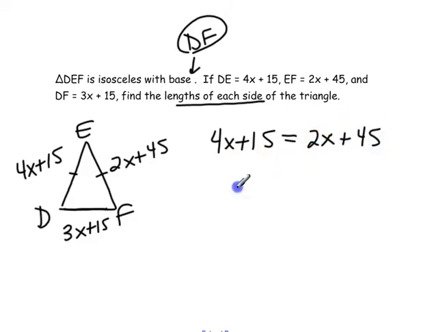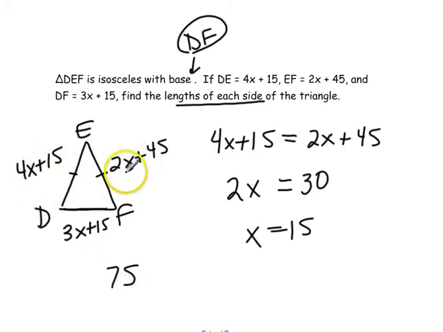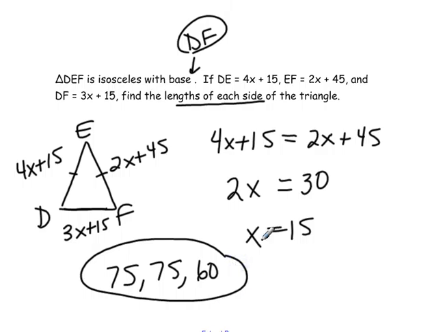We subtract 2x from both sides and subtract 15 from both sides. We get 2x equals 30, so x equals 15. And then we just plug that in. 4 times 15 is 60, plus 15 is 75. 2 times 15 is 30, plus 45 is 75. We knew those should be the same because it was an isosceles triangle. And then 3 times 15 is 45, plus 15 is 60. So there's all the side lengths of our triangle.